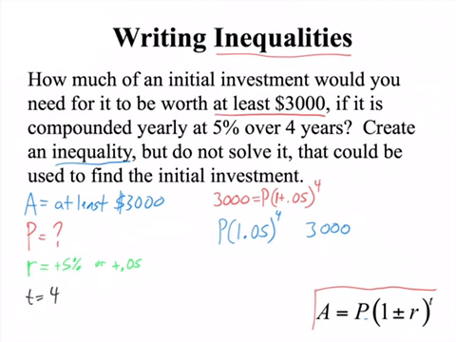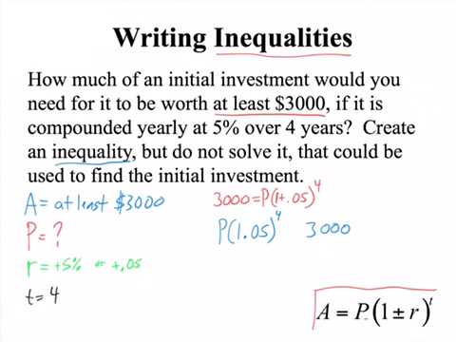So we have to start now. What kind of inequality makes an "at least"? To be at least 3,000, what it's saying is to be at least 3,000. Are we looking at something below 3,000 or above 3,000?